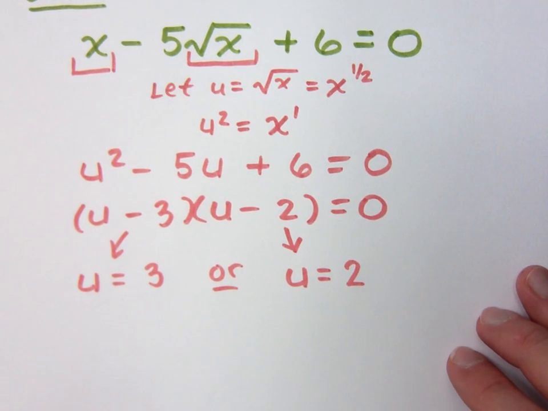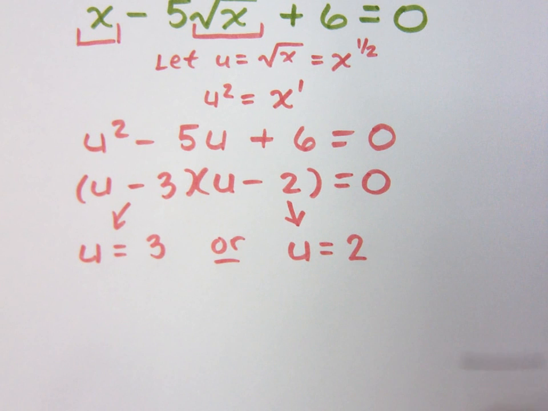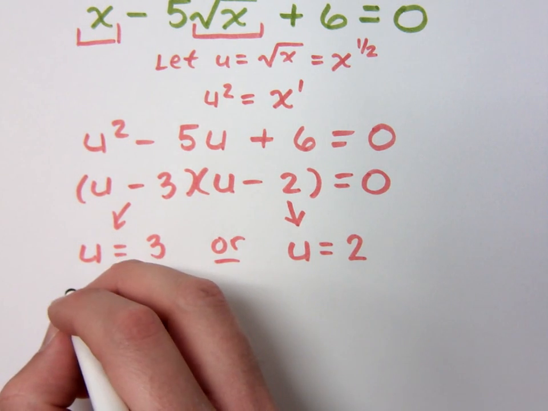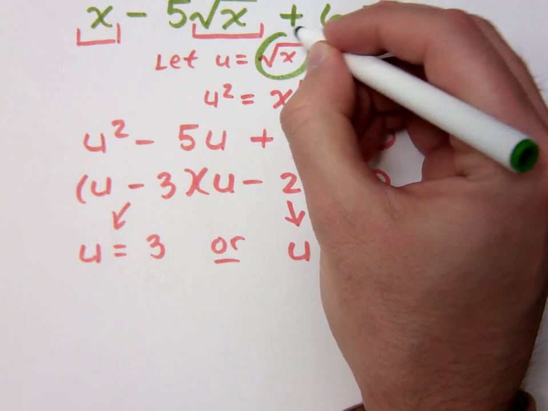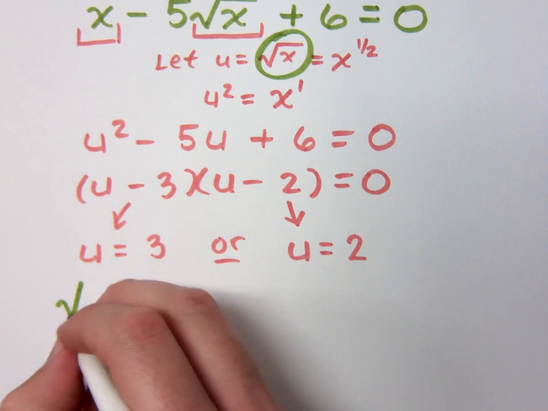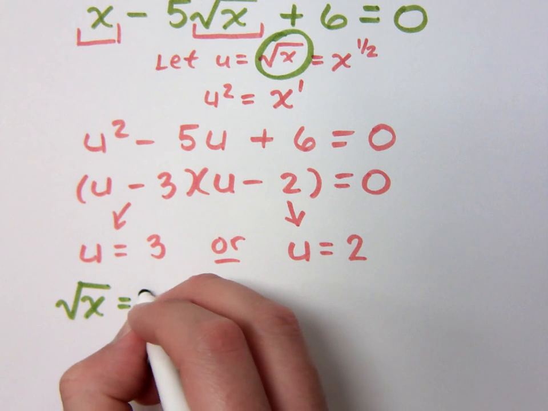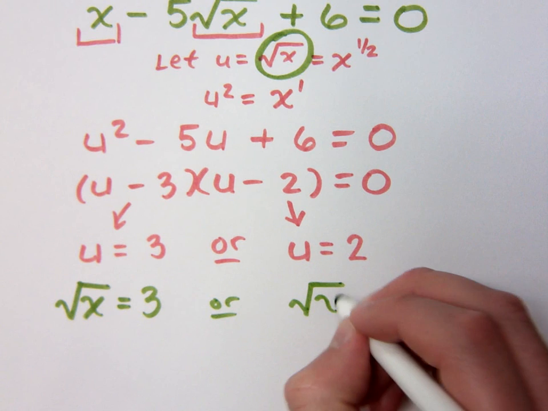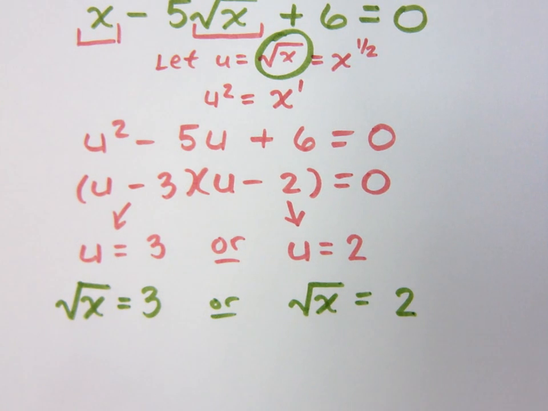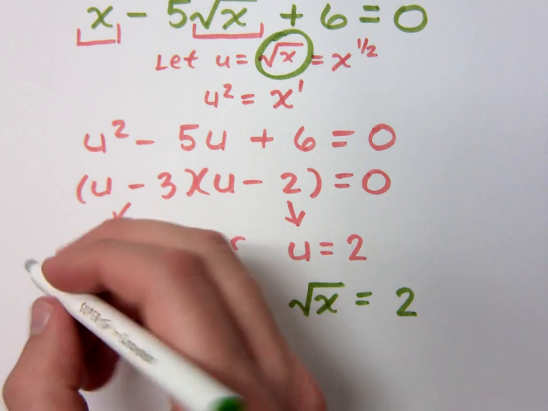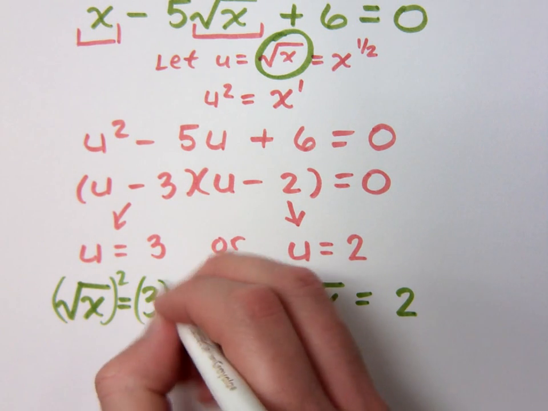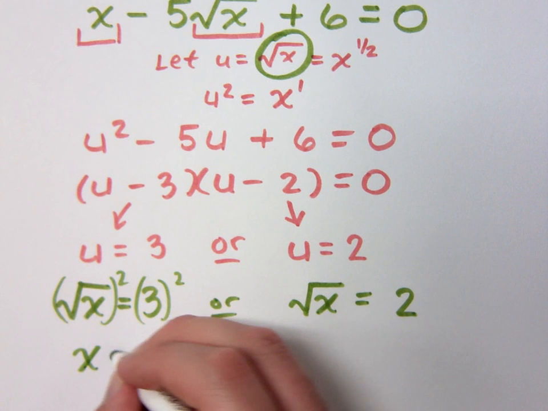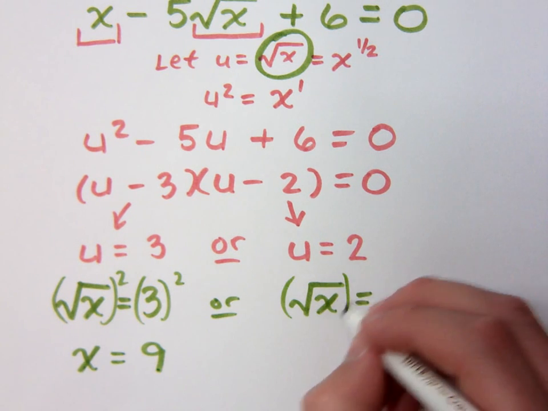Now, that's what it was for u. I need to go back to x. So what did u represent? The square root of x. So I know that the square root of x equals 3 or what? 2. The square root of x equals 2. How do I get the x out of the square root? I'm going to use that power property. I'm going to square both sides. So if I square both sides here, what do I get? x equals 9, or here, x equals 4.